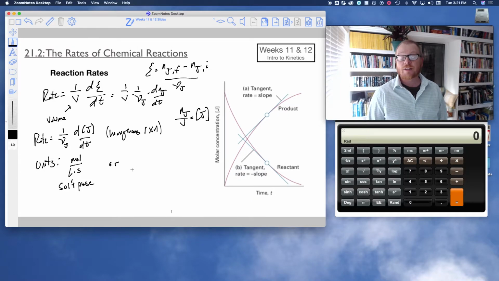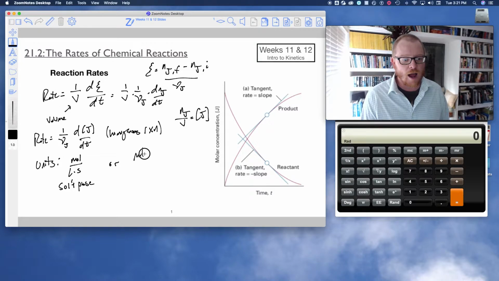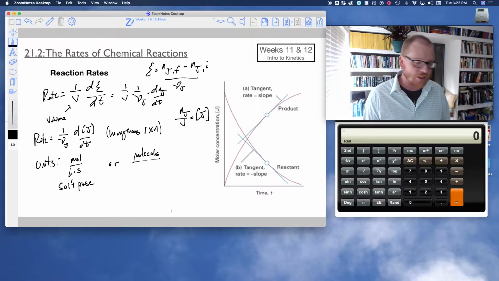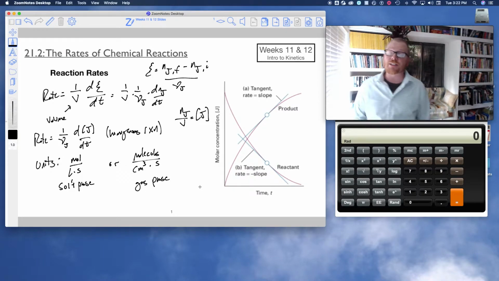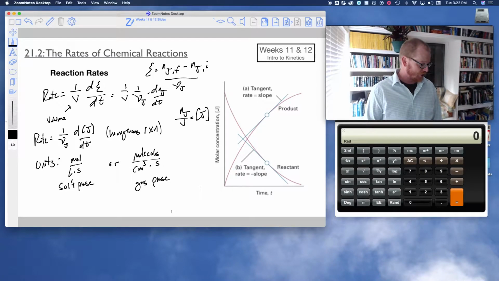But the standard units for gas phase reactions are a little obscure. It's not what you would necessarily expect, but it's in molecules per cubic centimeter per second for gas phase. And there are several reasons for this, and I'm going to be getting into that as we go throughout this section on kinetics. Okay, so molecule per cubic centimeter per second.